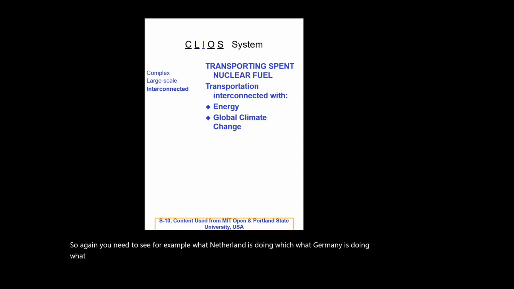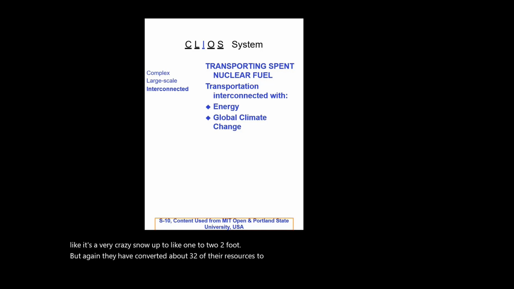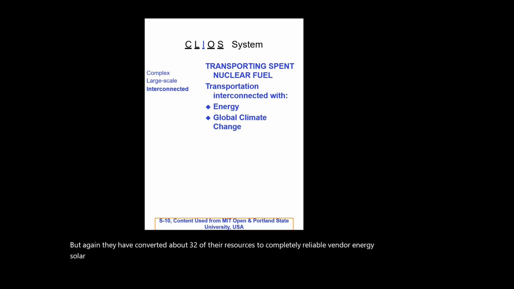Of course, from November till March, everything is frozen. It's very crazy snow, up to 1 to 2 feet. But again, they have converted about 32% of their resources to completely renewable wind energy, solar energy. If they come up with a hybrid car, I'm with them.